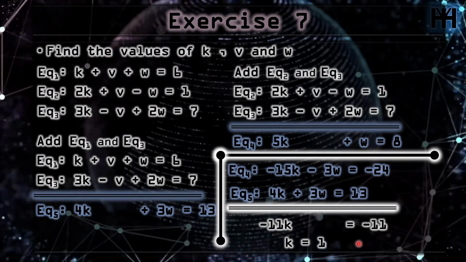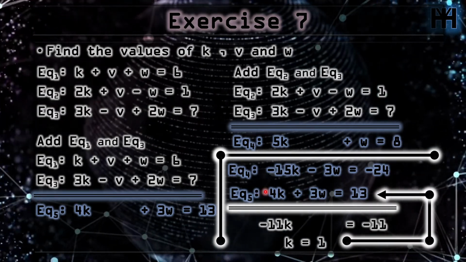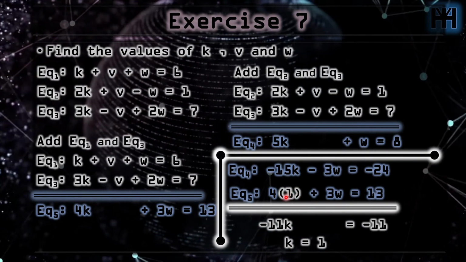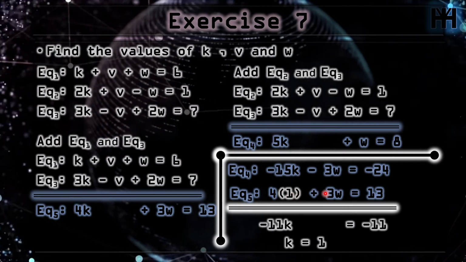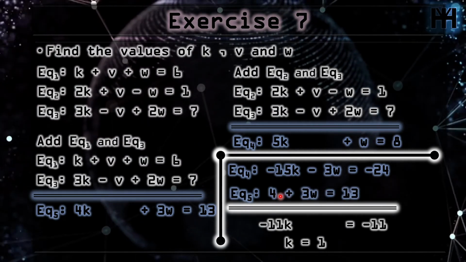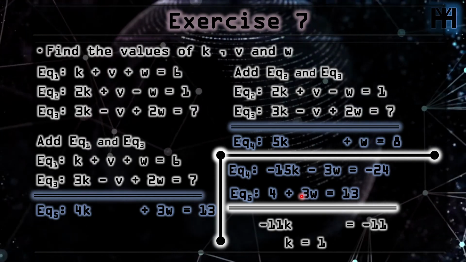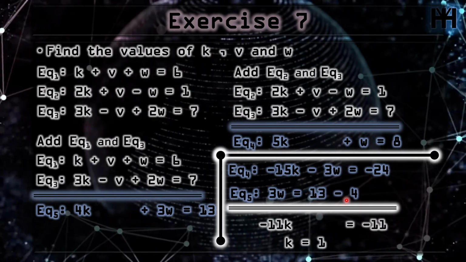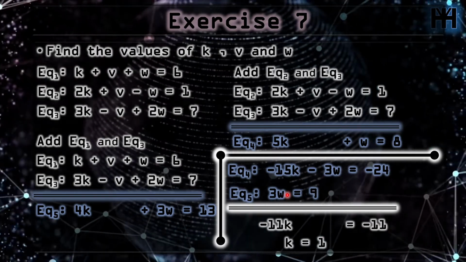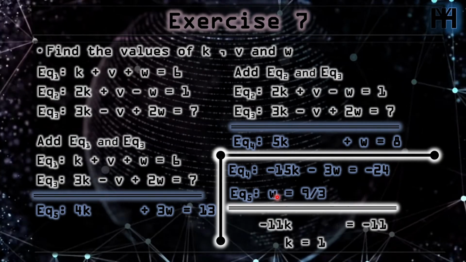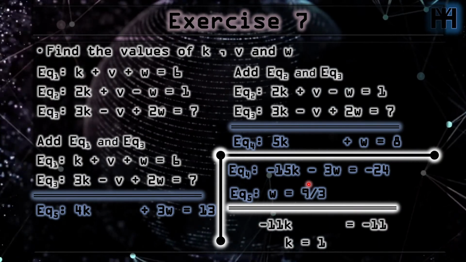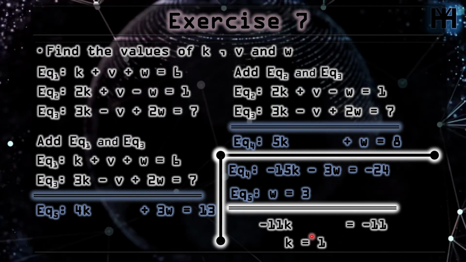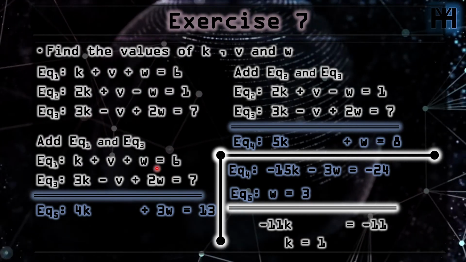We can take this k and apply it to equation 5 to get the value of w. So remove the k and put 1. So we have 4 times 1 plus 3w equals 13. So we have 4 plus 3w equals 13. We can put 4 to the other side. So we have 3w equals 13 minus 4. So 3w equals 9. So we can send the 3 to the other side, 9 divided by 3. So w is equal to 3. We got the k and the w. The only one left is the v.